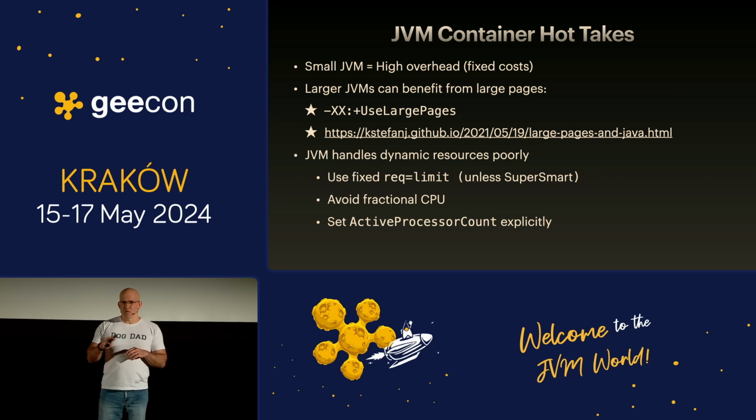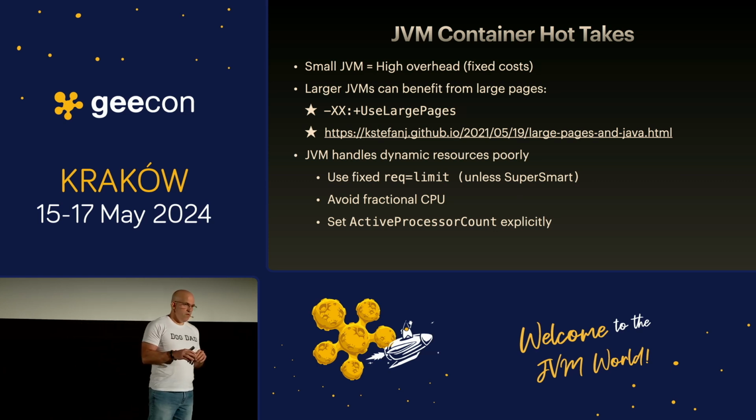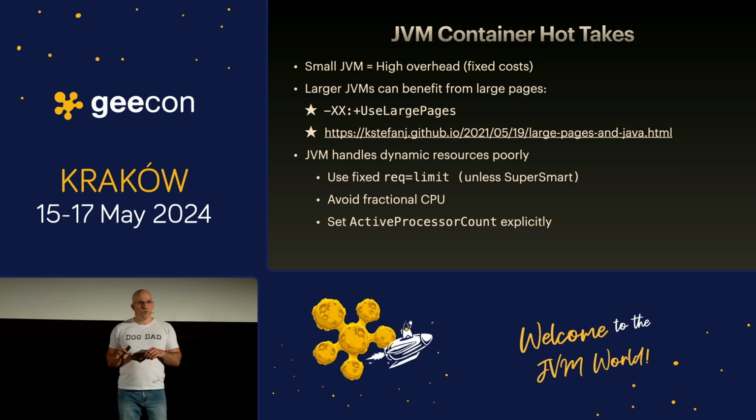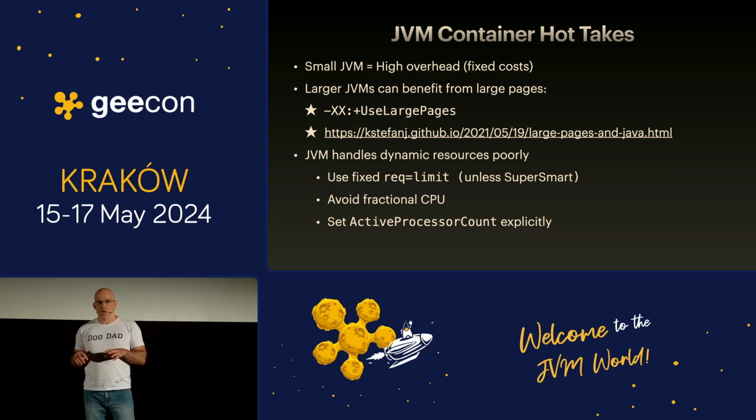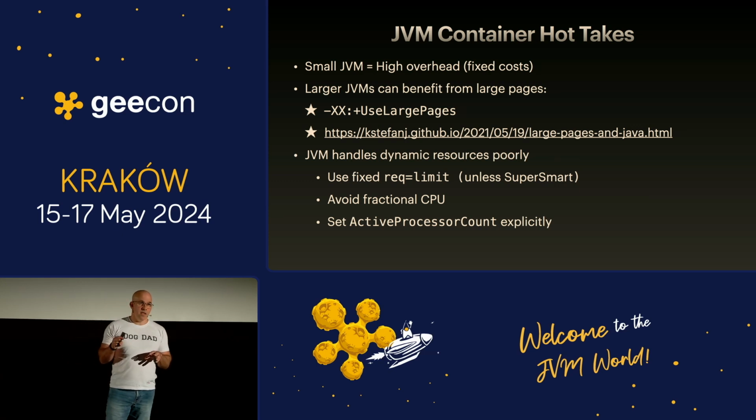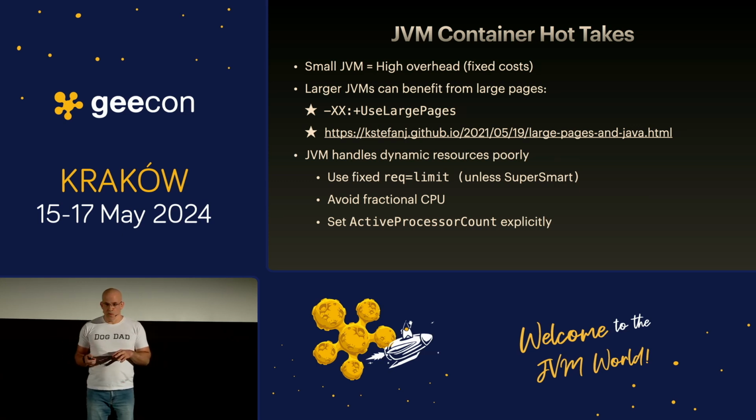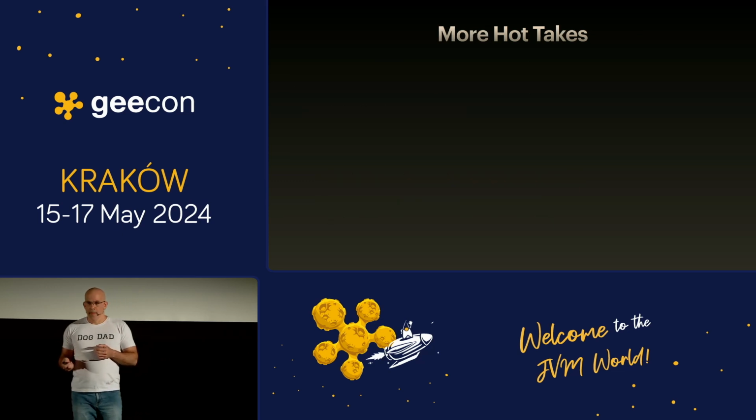Fractional CPUs are not really working very well with JVMs. And the JVM, depending on the version, but as a general rule, is not that sure how many CPUs you have. So it's not very good about detecting CPUs inside a container. Set the active processor count explicitly and tell it how many CPUs you have. Otherwise, you get throttled because it's using more CPU than you've let it have.